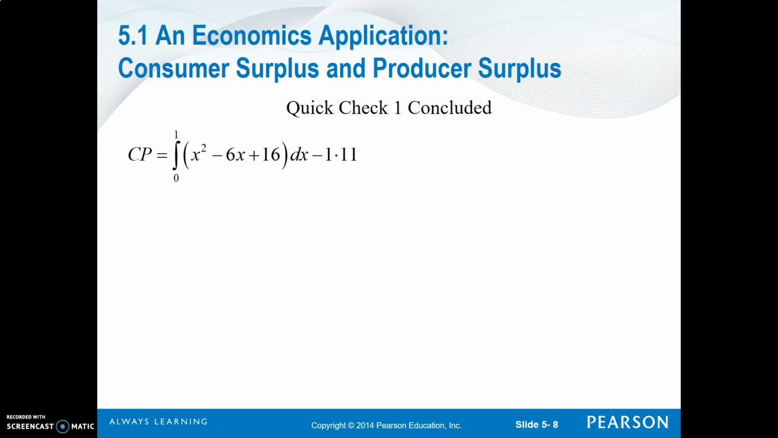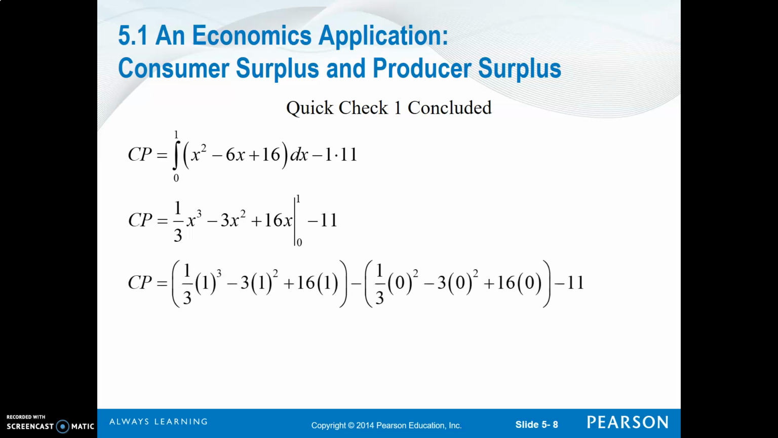And again, we just navigate integration as we would normally. So again, it's a pretty straightforward quadratic equation. You're going to integrate, find the antiderivative, plug in 1 and plug in 0, find the difference of those, and subtract 11. And when all is said and done, it's $2.33 or 2 1/3, which we're going to round down to the nearest penny. And that would be my consumer surplus. So this time I spent, again, $2.33 less than I anticipated. So I am in a surplus.